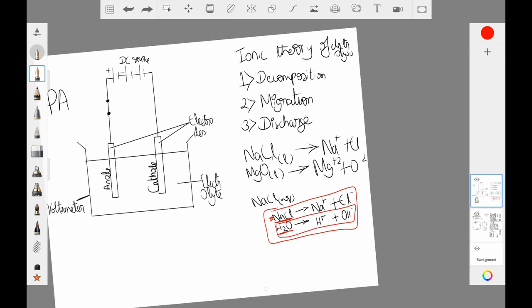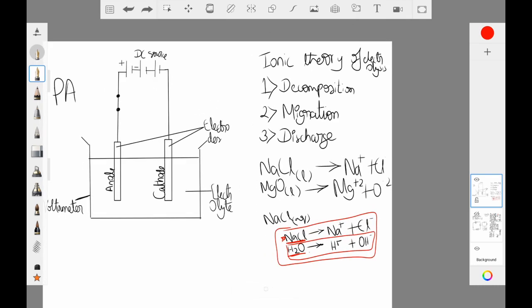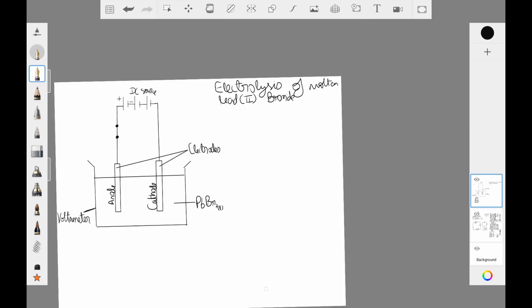This will be easier to explain once we look at an example, so let's do that. Right, so the first example that we'll be looking at is the electrolysis of molten lead-2 bromide, and this is the first thing in your syllabus, well, technically it's the third thing, but it's the first electrolyte whose electrolysis you should be familiar with.